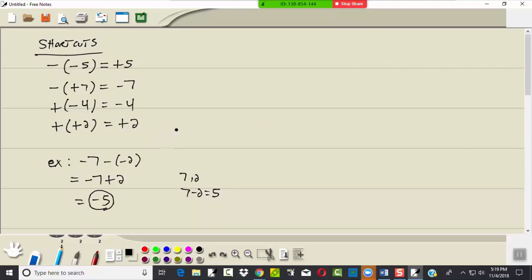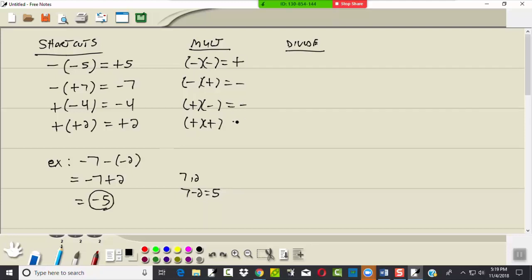Now, for multiplication and division, you multiply and divide just like normal. The only thing you have to keep track of is the signs. If you got a negative times a negative, that's going to give you a positive. If you have a negative times a positive, that's going to give you a negative. If you have a positive times a negative, that's going to give you a negative. And if you have a positive times a positive, that'll give you a positive.